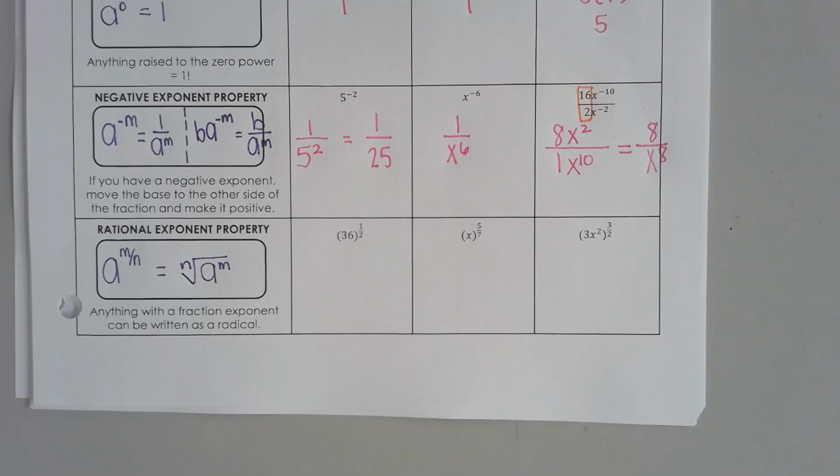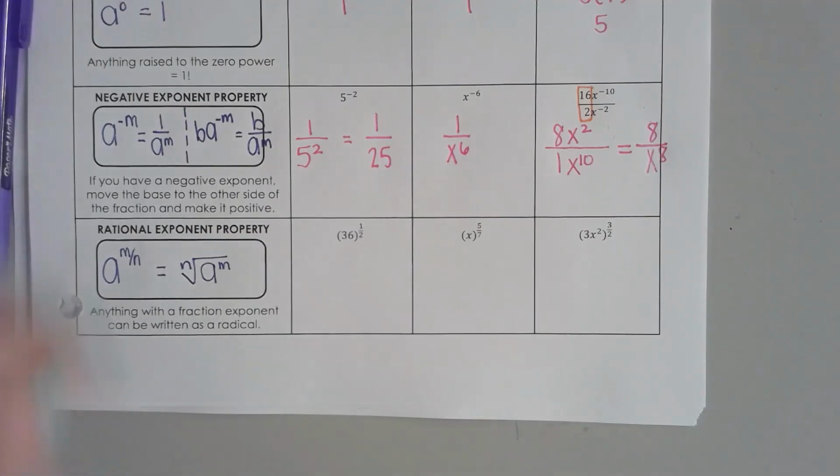Whatever your denominator is, that's the type of root that it is. So if your denominator is a 3, it's a cubed root. And then the top of the fraction stays with your base.